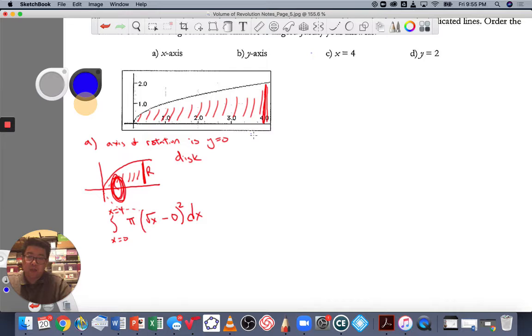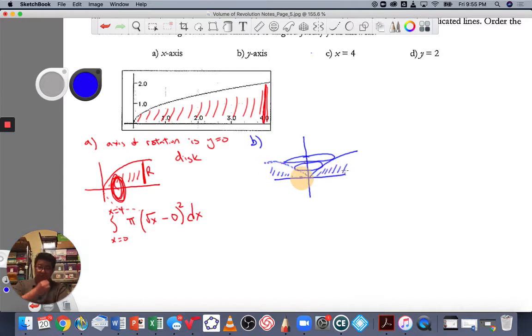All right, next one. For part B, we are rotating around the y-axis. So this is where it gets a little bit different in terms of how it looks. Here's my square root. What we do is we copy, we reflect that over our axis of rotation. You're going to see that there's going to be an empty space here. This is all filled in, and so you have some empty space here.